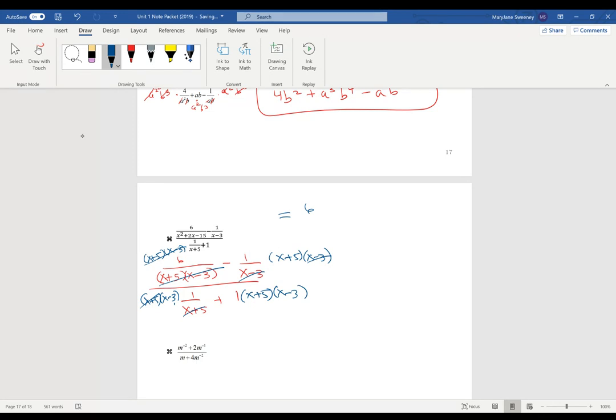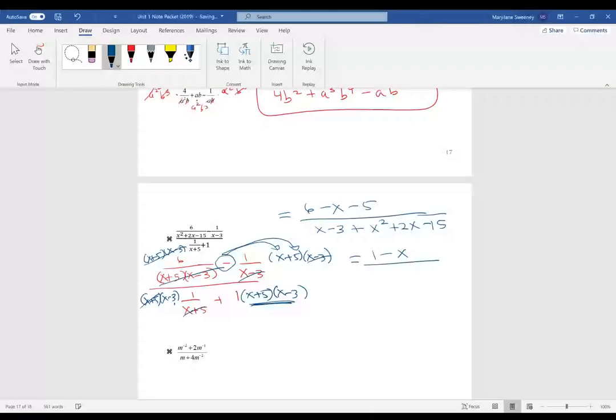And now we got to be careful. This is a minus sign. We have to distribute it to both of those terms. So it's minus x minus 5. On the bottom, we have an x minus 3 plus this, which is x squared plus 2x minus 15 when we FOIL. So we've got 1 minus x on the top. We've got x squared plus 3x minus 18 on the bottom.